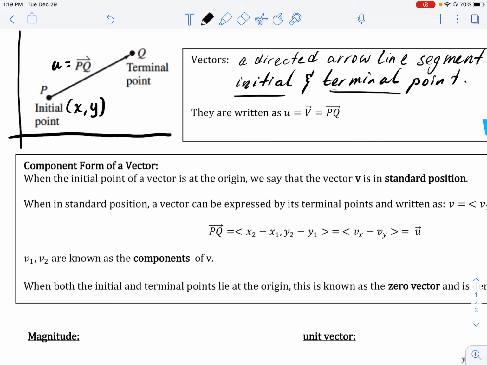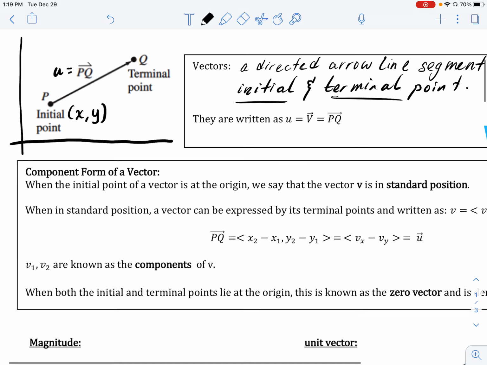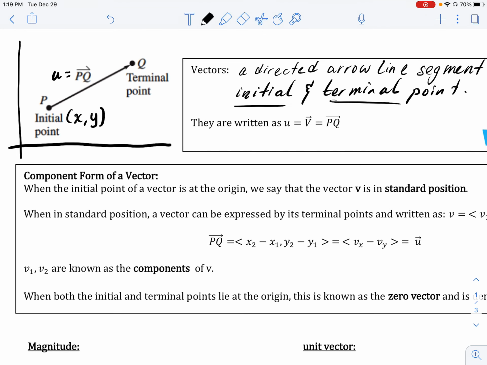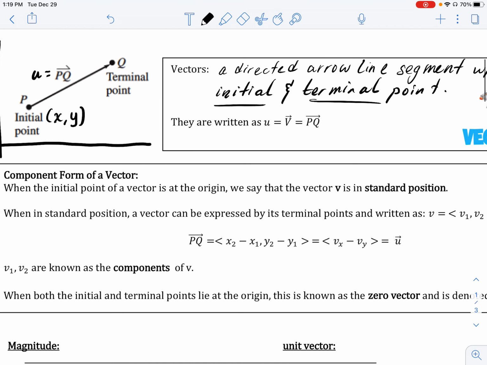As I mentioned before, vectors are often drawn or written as being within the Cartesian plane or on a coordinate plane. When the initial point of a vector is at the origin, then we say that the vector is in standard position. So any vector whose initial point is at (0, 0), or the origin, we would say that that vector is in standard position. When a vector is in standard position, we can often just express the vector by its terminal points.